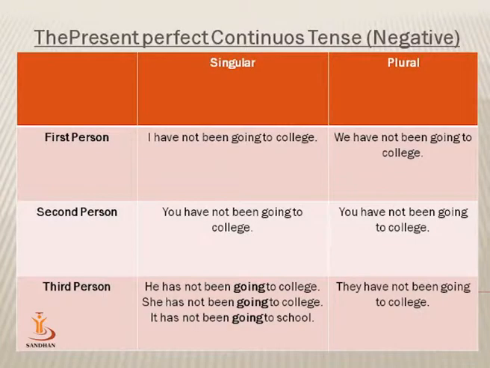For the negative sentences, we add only not after that, and all negative sentences can be formed in the same way. So from the table, it shows I have not been going to college, we have not been going to college, she has not been going to college, and it has not been going to school, or they have not been going to college.